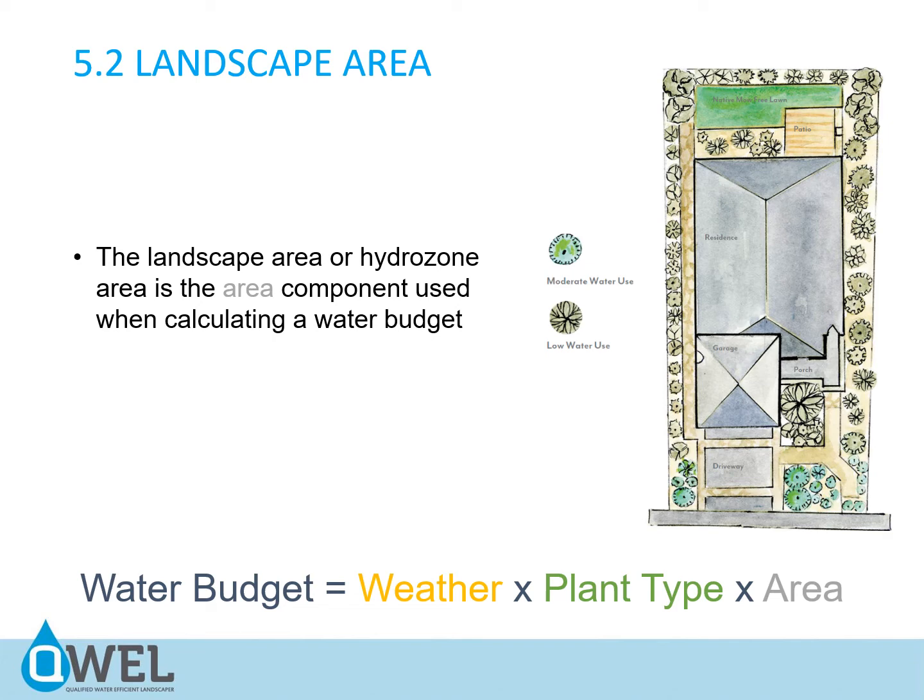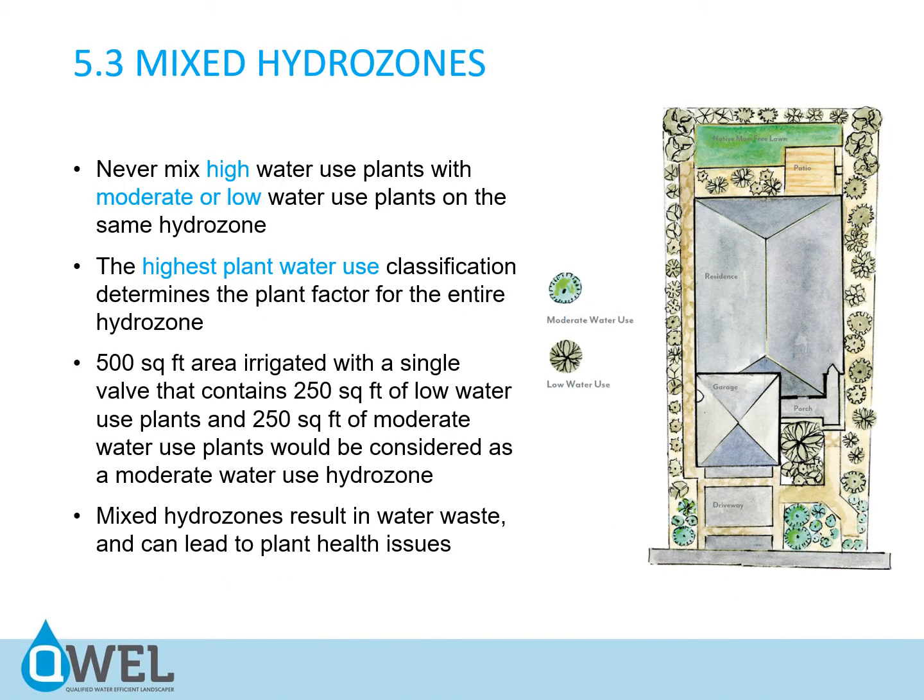5.2 Landscape area. The landscape area or hydrozone area is the area component used when calculating a water budget. Remember, water budget is weather times plant type times area.